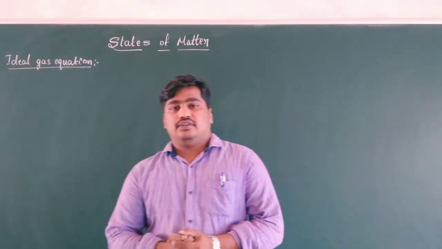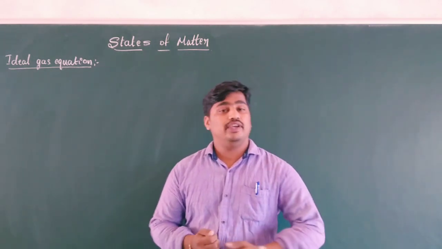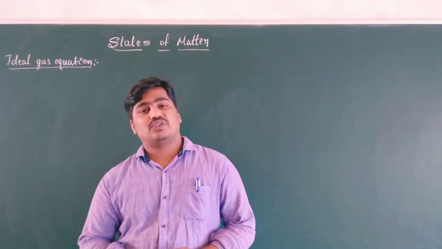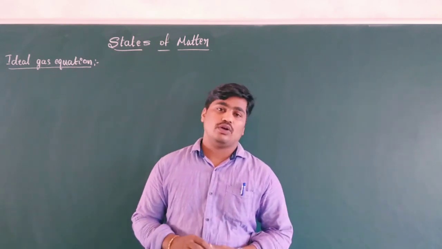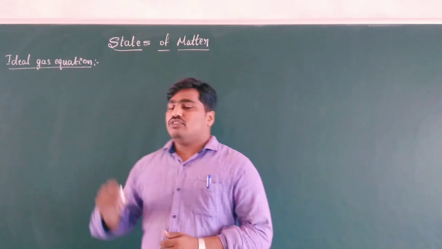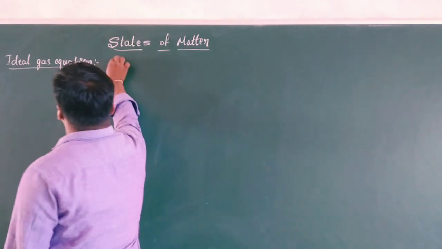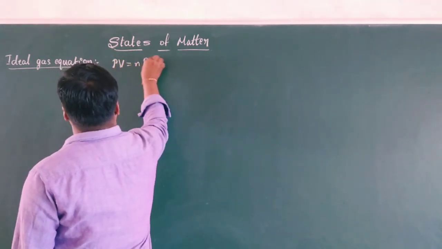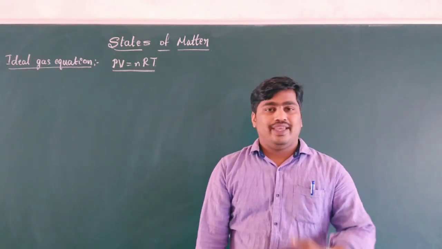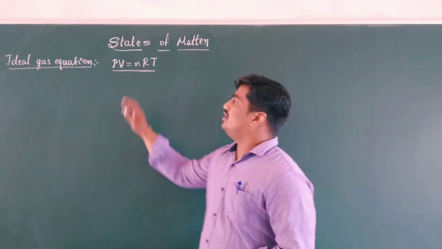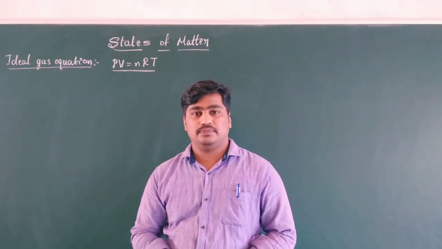In the previous session, we discussed the ideal gas equation and the way of determining the value of the ideal gas constant, also called the real gas constant or universal gas constant. So what is the ideal gas equation? The ideal gas equation is PV = nRT. So this is the equation of an ideal gas. Any gas which follows this equation is an ideal gas.